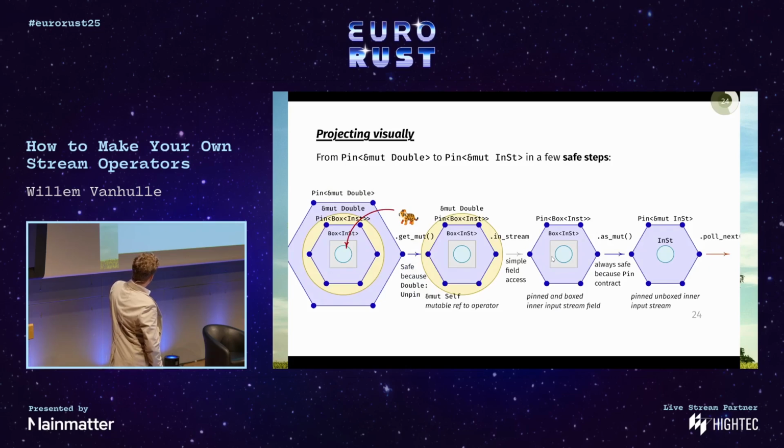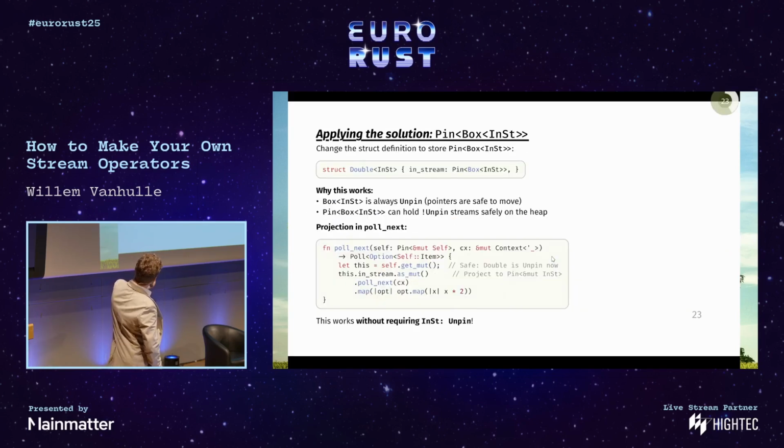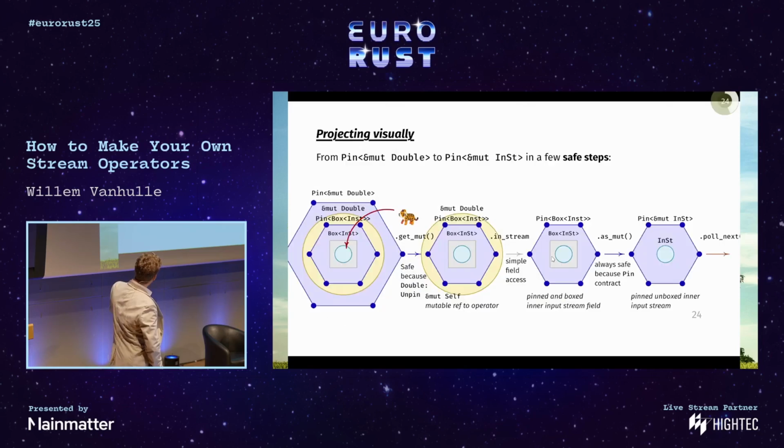Maybe another illustration. Sorry, it's very crowded. Instead of having just a plain field input stream here, we now have a box and a pin around it. So the box looks like a square, and we have a pin around it. So instead of just being directly embedded in the yellow operator, it also has a box and a pin around it to make this whole thing Unpin. And because it's Unpin, we can apply the getMute method because it's a nice type, it's an Unpin type. And once we apply the getMute, we have a mutable reference to DoubleStrike.